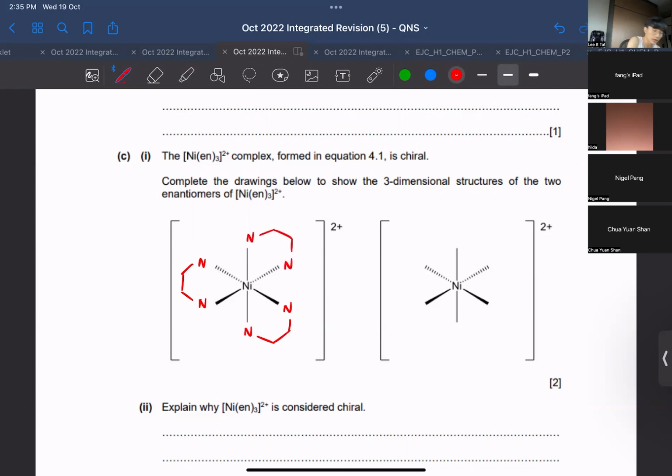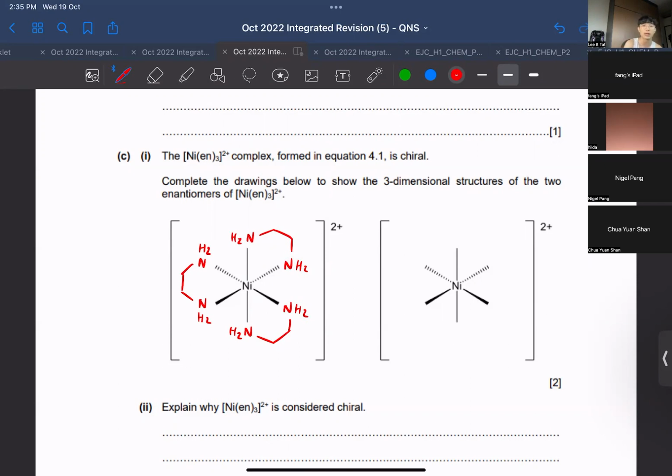So all you need to do over here is just fill in all the H's, something like this, and that will be your answer for this portion. Just make sure your nitrogen is the one that's bonded to the central metal atom, not the hydrogen. Just make sure it's positioned correctly.